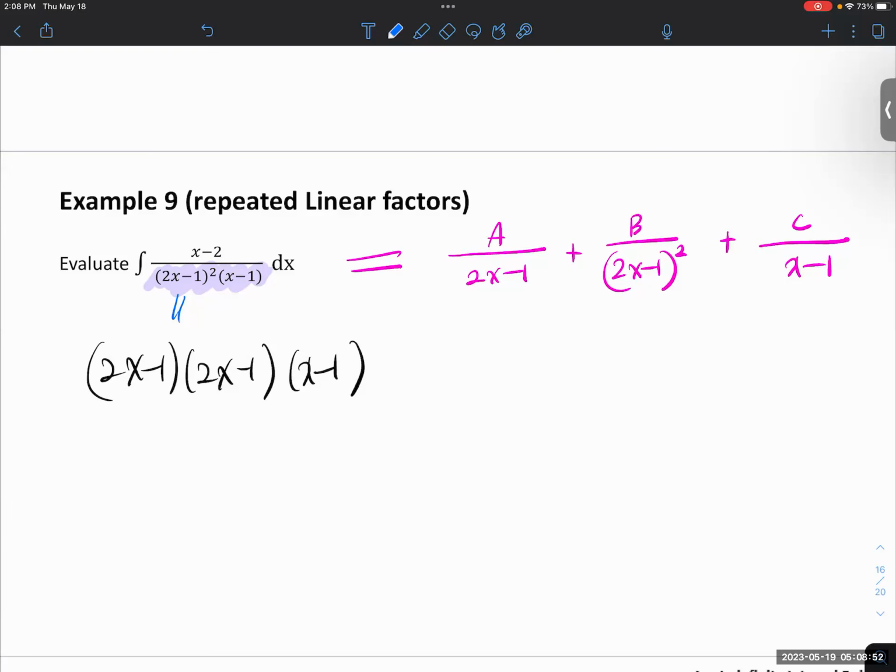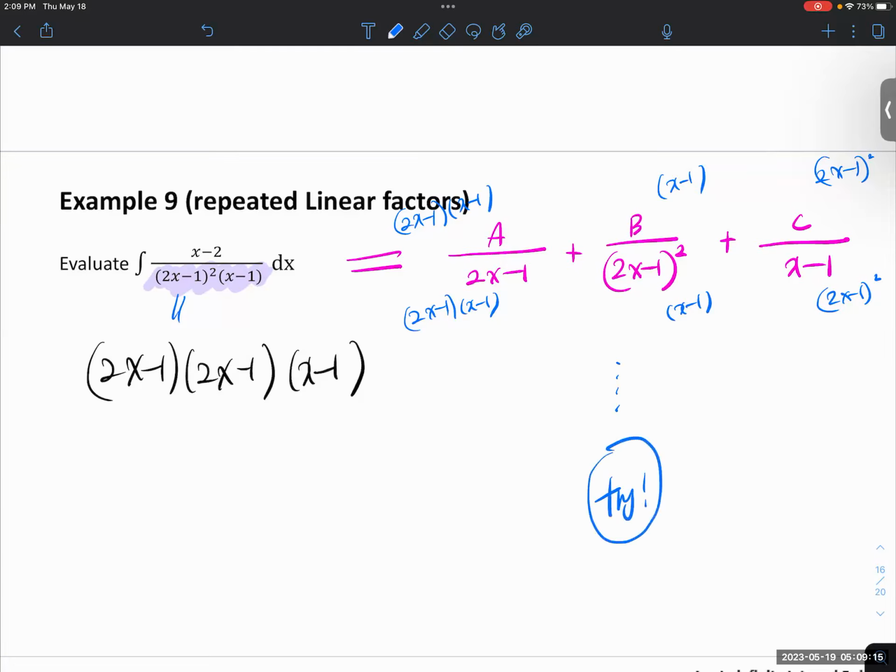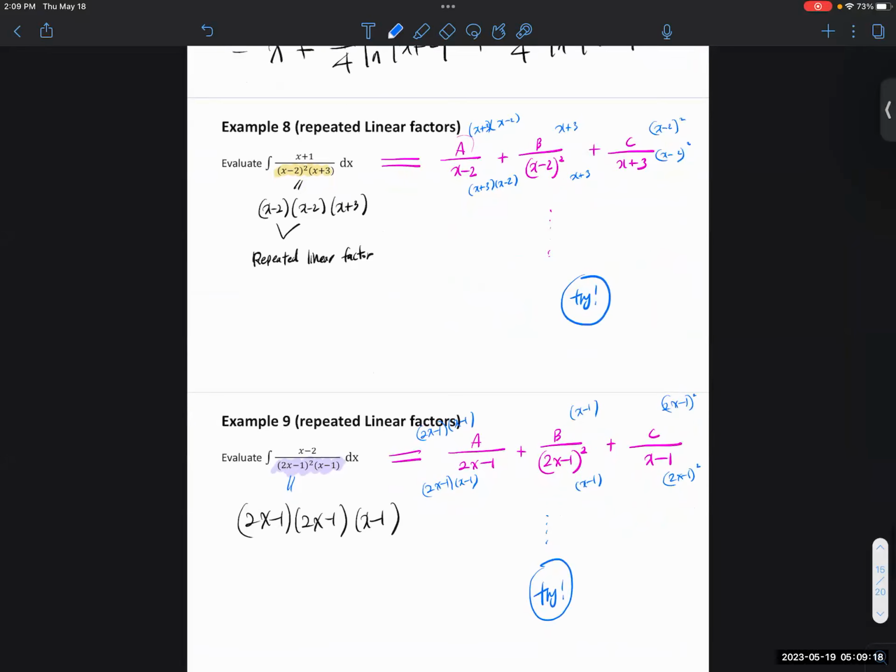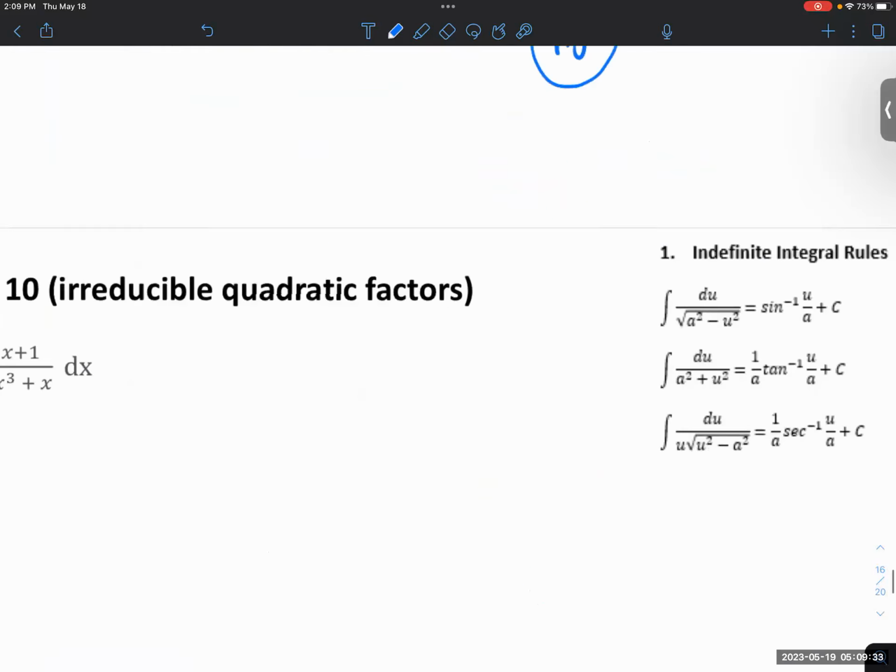For the first fraction, you're going to multiply 2x minus 1 times x minus 1, top and bottom, to find the common denominator. For the second fraction, you're going to multiply x minus 1. For the third, you're going to multiply 2x minus 1 squared, and then you find A, B, C, then take the integral at the end. Try. But the important part is, do you know how to set up the partial fraction form? Okay, it should be getting better and better. Nothing is special. I'm going to do the bottom one. Let's set up the partial fraction form first. Just practice that one last.